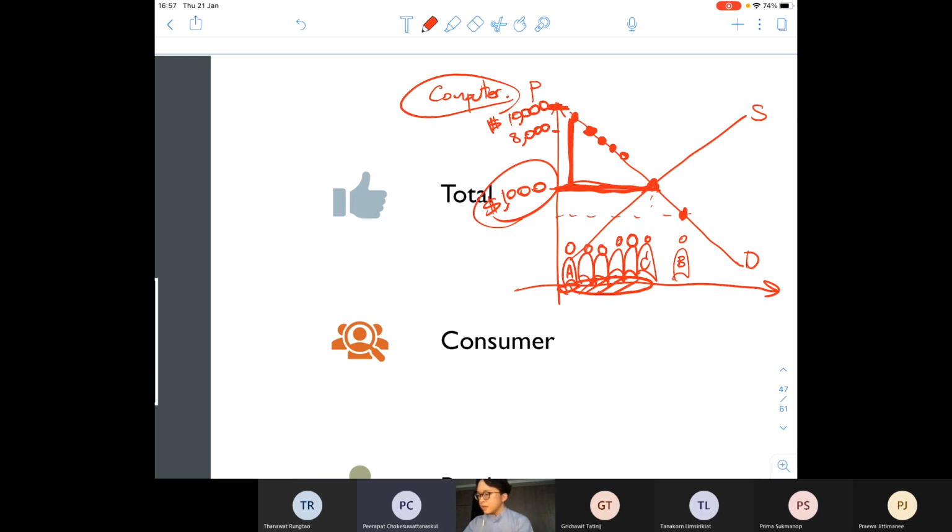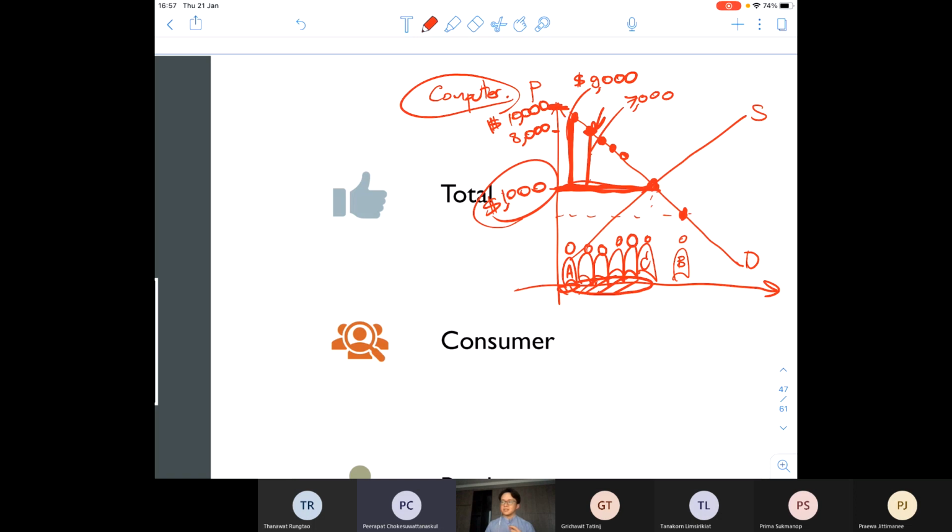Okay, and now this person would enjoy this. You can think of it as enjoying like a 9,000 benefit, right? And that same logic goes to every single one here. But this guy is actually willing to pay this much, 8,000, but pays just 1,000, so enjoys like 7,000.